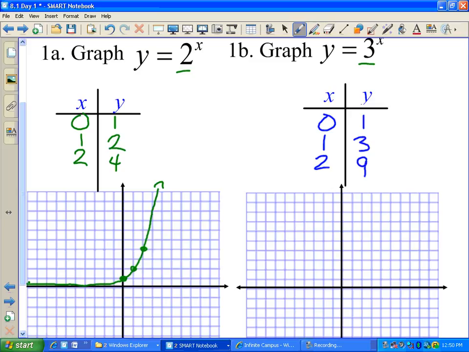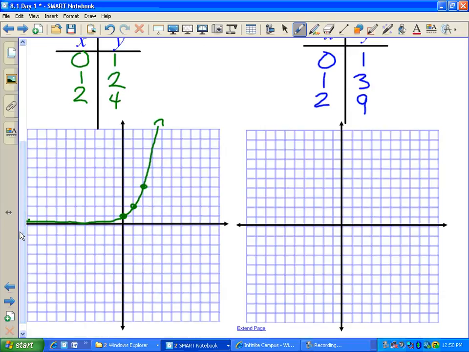Thank you for not saying 6. It's 9. Okay? So if I plot these, my points are (0, 1), (1, 3), (2, 9). Again, it's going to start really close to the x-axis. It's going to start to climb and hit these 3 points and keep going.